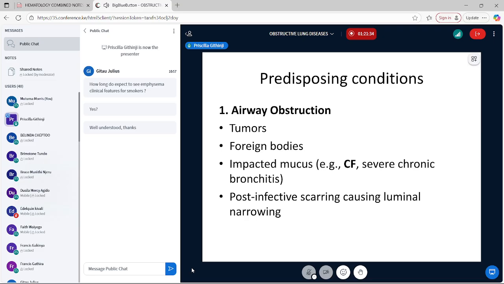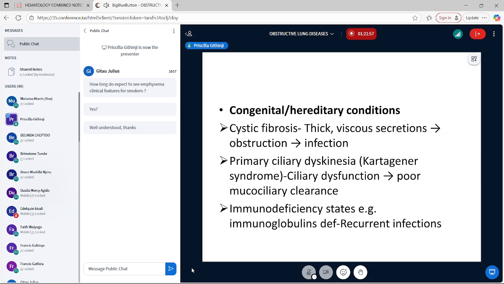Or airway obstruction can be because of post-infective scarring causing luminal narrowing. For example, if you had an infection with tuberculosis and you ended up having scar tissue formation in the airways, leading to luminal narrowing. Another predisposing condition can be congenital or hereditary conditions. Commonest is what we call cystic fibrosis. Sorry, when I was talking about alpha-1 antitrypsin, I was talking about cystic fibrosis. No, those are two different things. Alpha-1 antitrypsin deficiency is a different genetic disorder that predisposes you to emphysema. Then we have cystic fibrosis, which is another genetic abnormality.